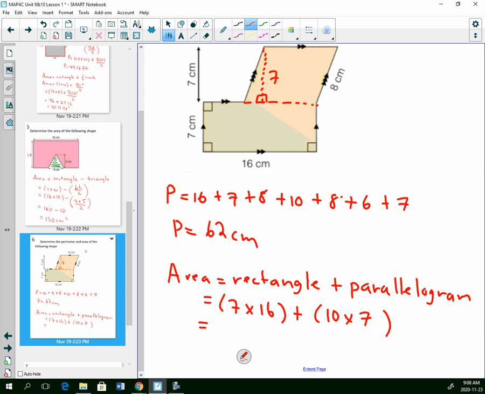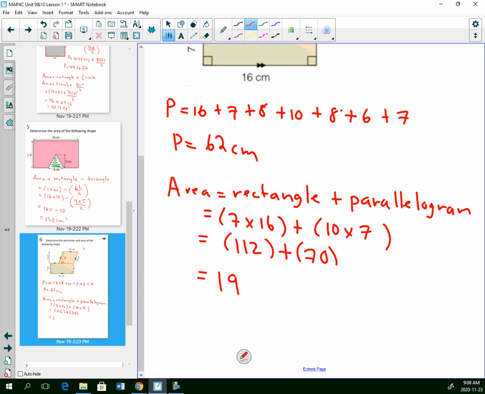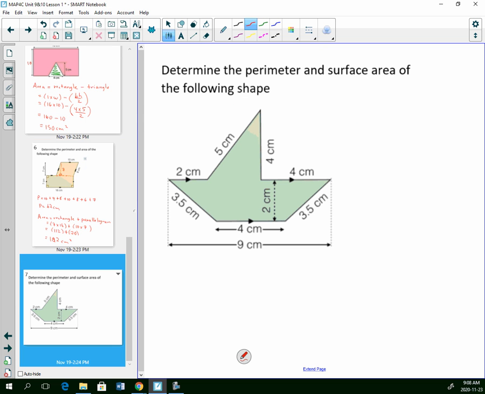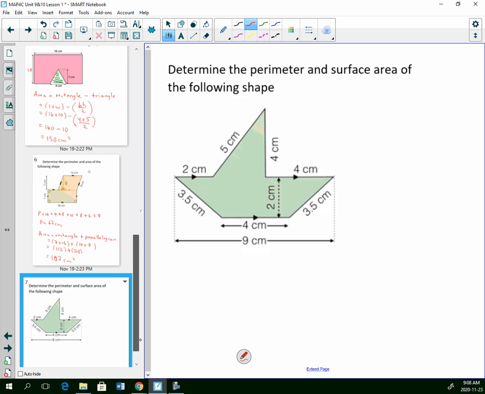What's 7 times 16? It's 112, plus 70 is 102 centimeters squared. Okay, so you just want to divide it up into the most obvious measurements.